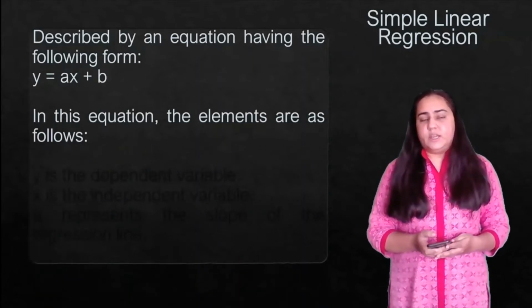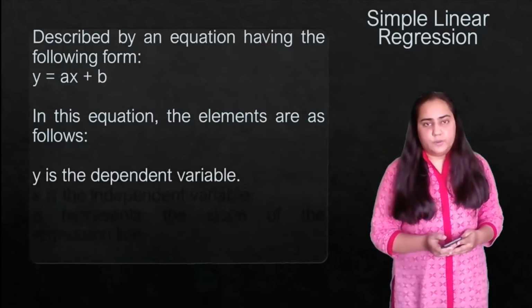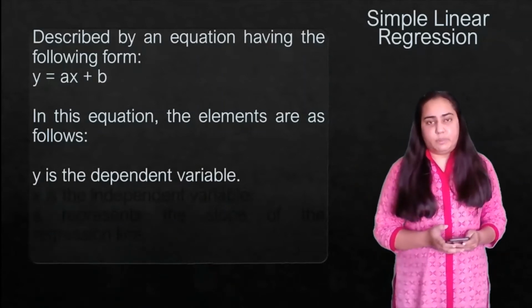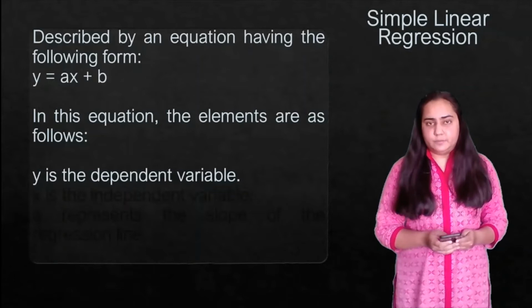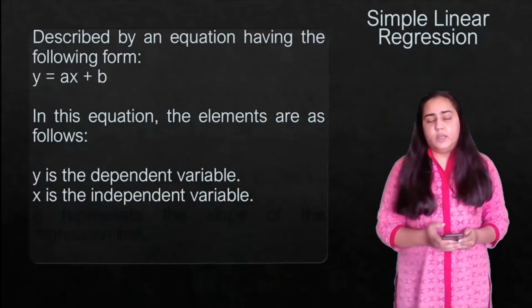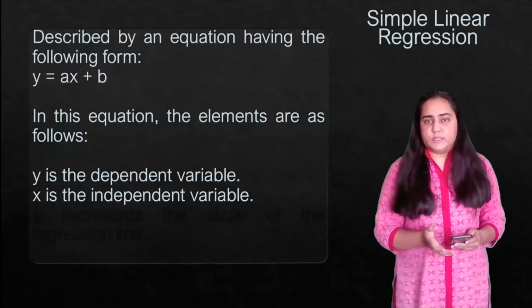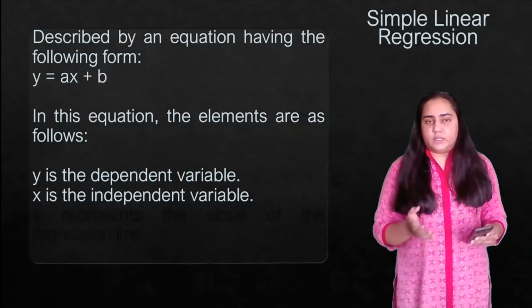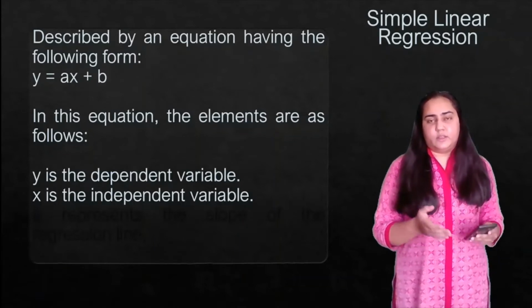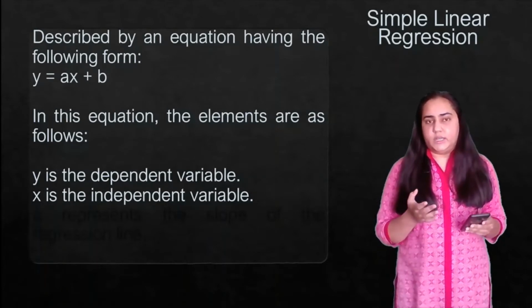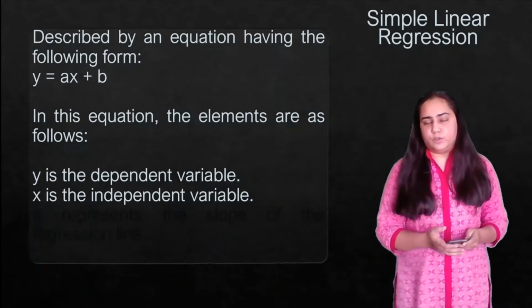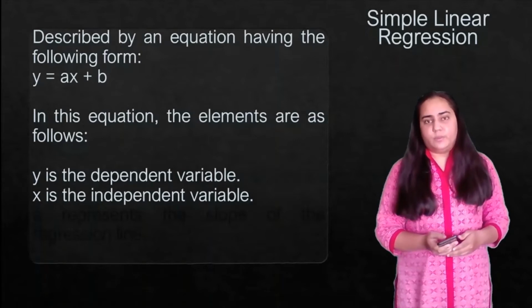In this equation, the elements are as follows. We have y, which is the dependent variable, DV. We have x, which is the independent variable. So remember that you are trying to establish the fact that there is a relationship between x and y, and it is a linear relationship. So that's what you want to show with your mathematical model.